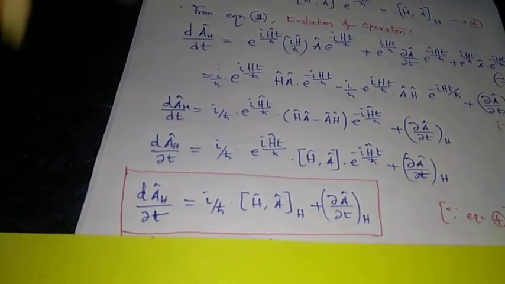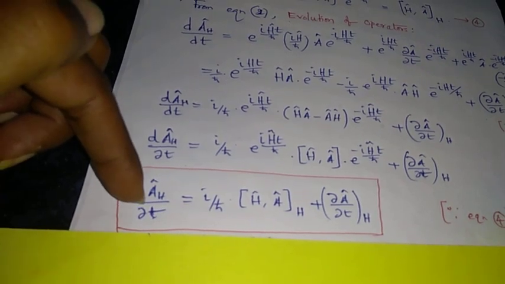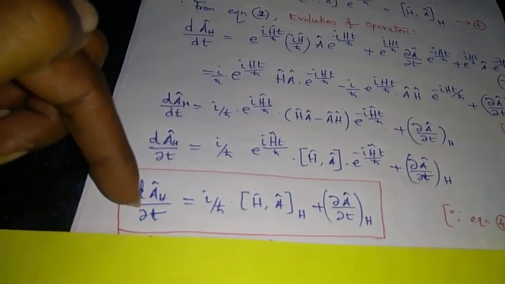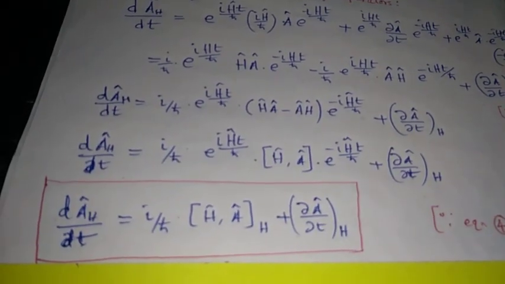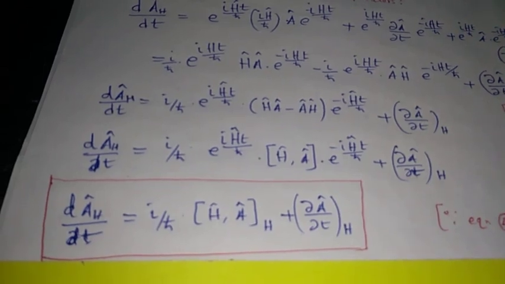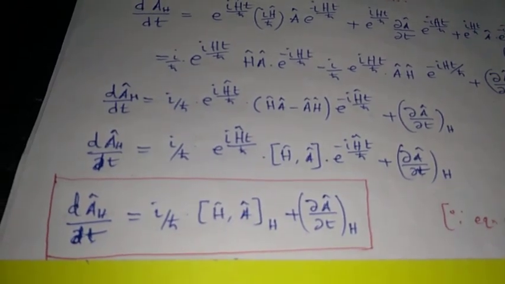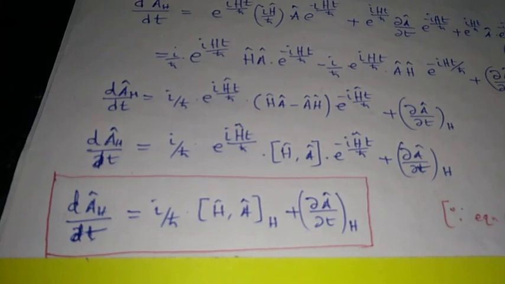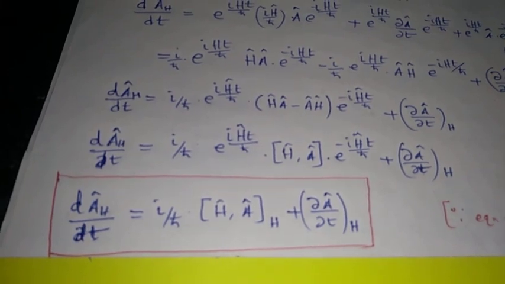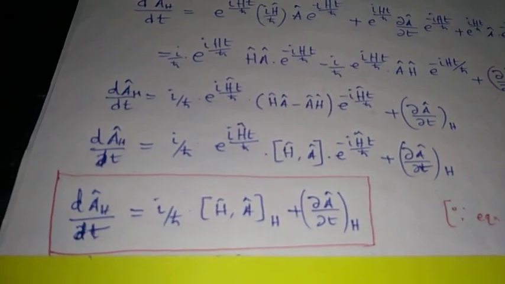This equation that we have here for dA_H by dt is called the equation for evolution of an operator in Heisenberg's picture.